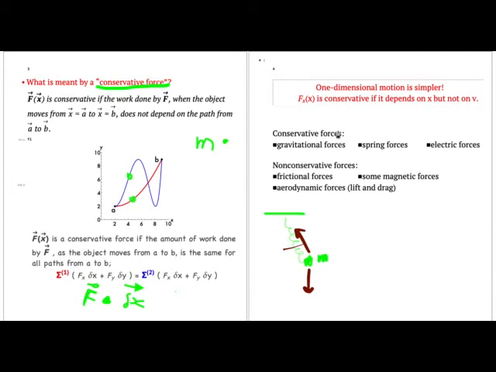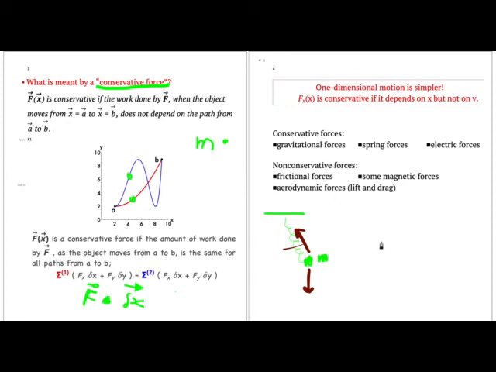Those 2 forces, gravity and spring forces, are conservative forces. Electric forces are conservative forces. But here are some examples of non-conservative forces. Frictional forces are not conservative.